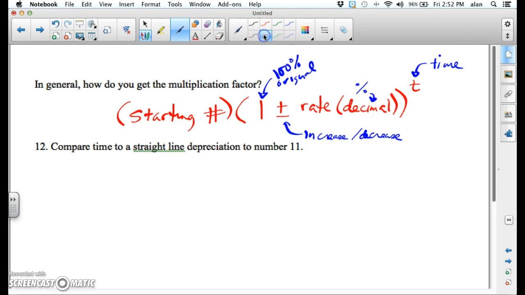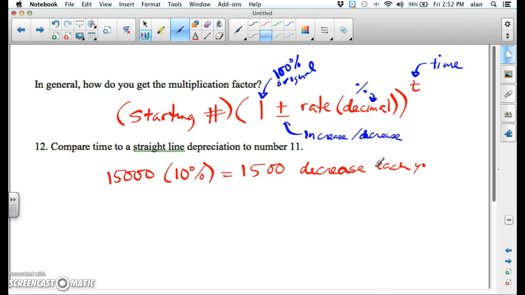Okay. All right. Number 12, compare to a straight line depreciation to number 11. So what that's basically saying is in number 11, that was not a straight line depreciation. It was an exponential decay problem, basically. In a straight line depreciation problem, what we're saying here is, let's take that 15,000 and let's take 10% of that, but it's going to be 10% every time. So what we're going to see is that we lose $1,500.